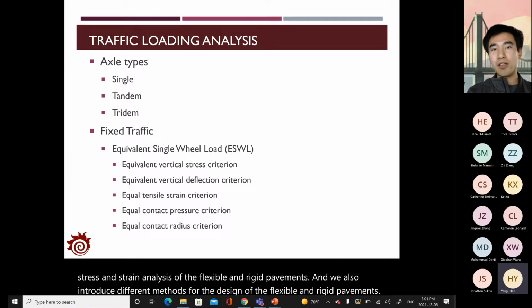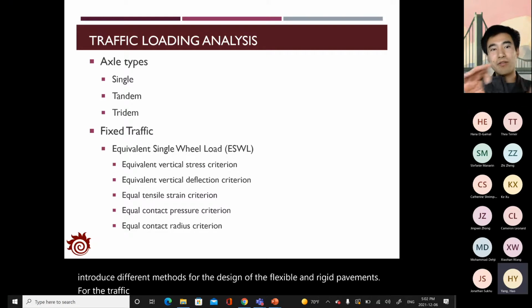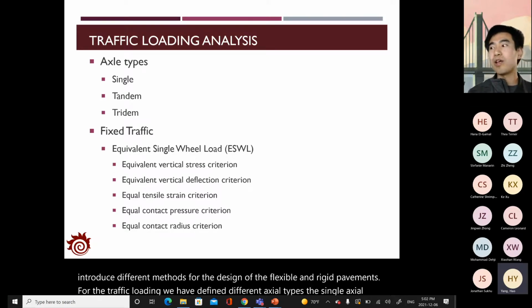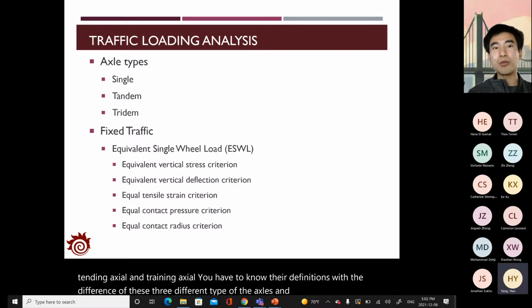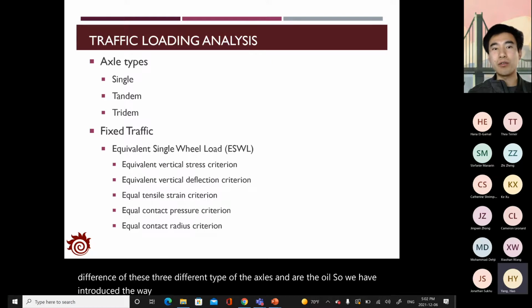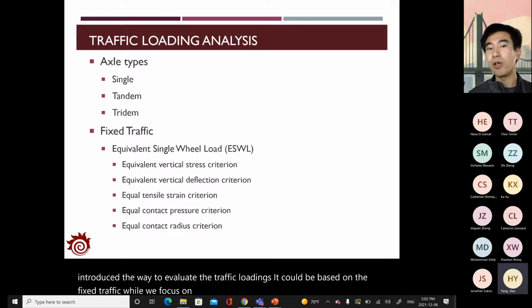For the traffic loading, we have defined the different axle types: the single axle, tandem axle, and tridem axle. You have to know their definitions, and the difference between these three types of axles. And also, we have introduced a way to evaluate the traffic loadings. It could be based on the fixed traffic, where we focus on the equivalent single wheel load, ESWL.